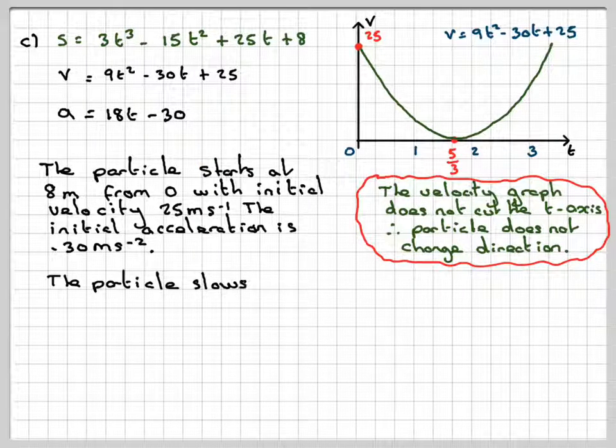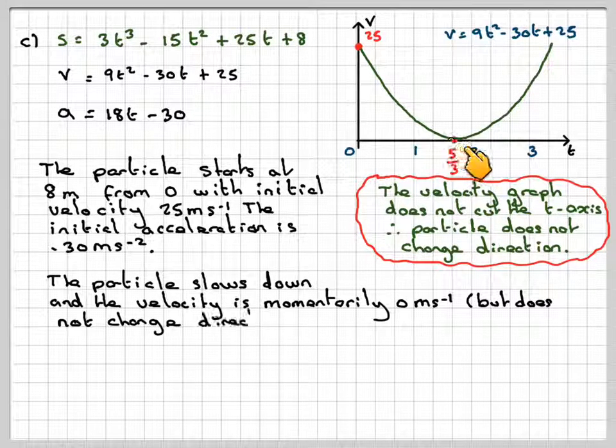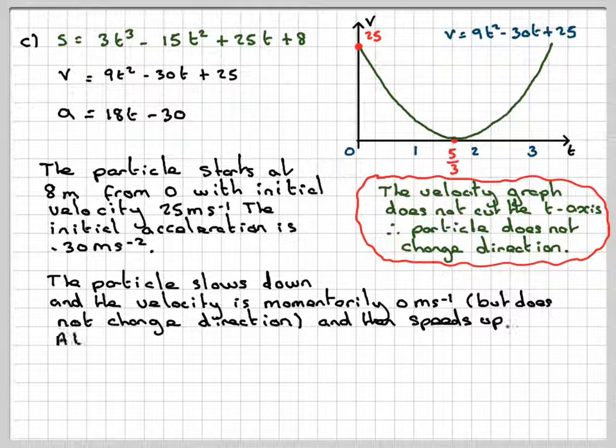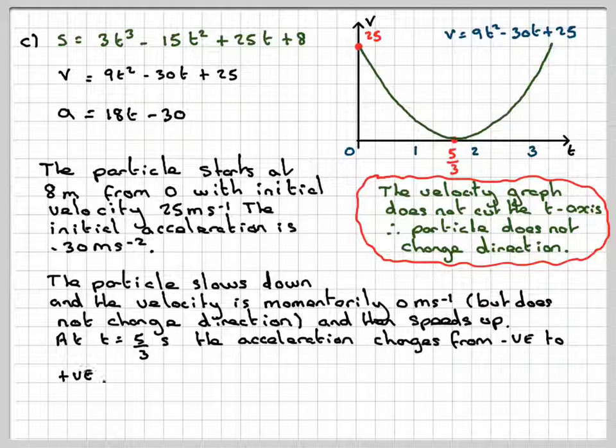The particle slows down and the velocity is momentarily 0 meters per second. But the particle does not change direction, because if it changed direction, the velocity graph would go below the axis, and then it speeds up. At t equal to 5 over 3, the acceleration will change from being negative to positive.